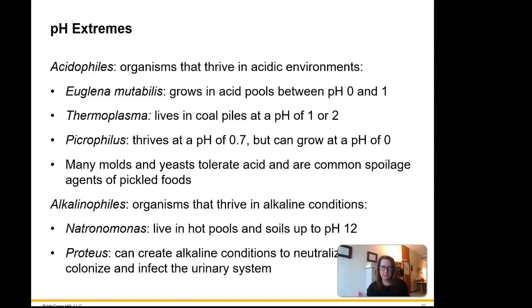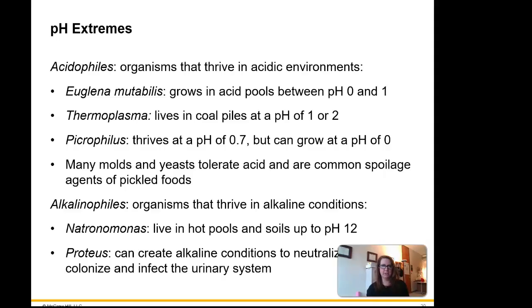So here we see some examples of some acidophiles. Phile comes from philic, which means loving. So these organisms love the acidic environment. So we have Euglena, which is one species of, essentially, we would call them protozoa. They have chloroplasts like algae and like green algae and our plants, but then they also have features that make them animal-like. So they have flagella, and they also like to ingest or phagocytize food. So Euglena mutabilis grows in acid pools with a very low pH.